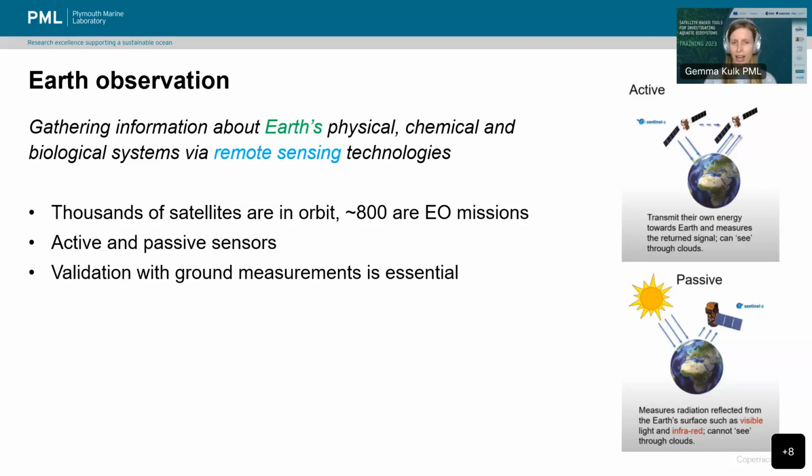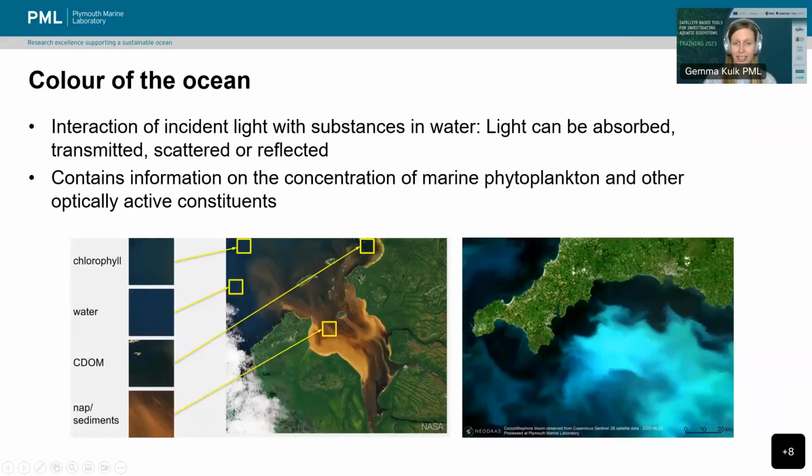So satellites will either have active or passive sensors, and the active sensors transmit their own energy towards the Earth and measure the returning signal, while the passive sensors measure radiation reflected from the Earth's surface, such as visible and infrared light. An important distinction is that the active sensors can penetrate clouds, while the passive sensors cannot see through clouds. And I will come back to this later in my presentation when we compare these two types of sensors for mapping of floods. The satellites I mostly use in my research have passive sensors that measure the color of the ocean and other water bodies.